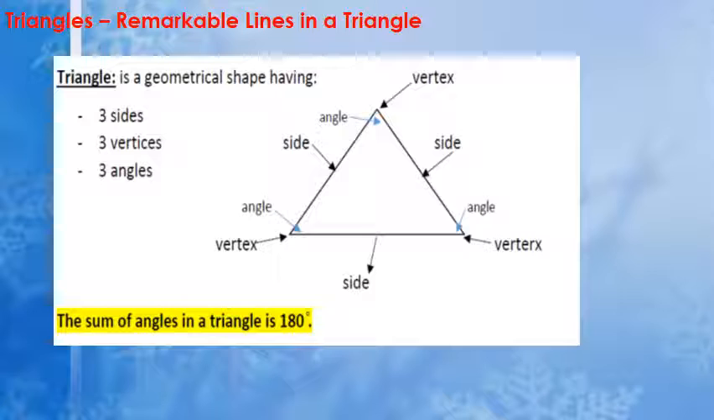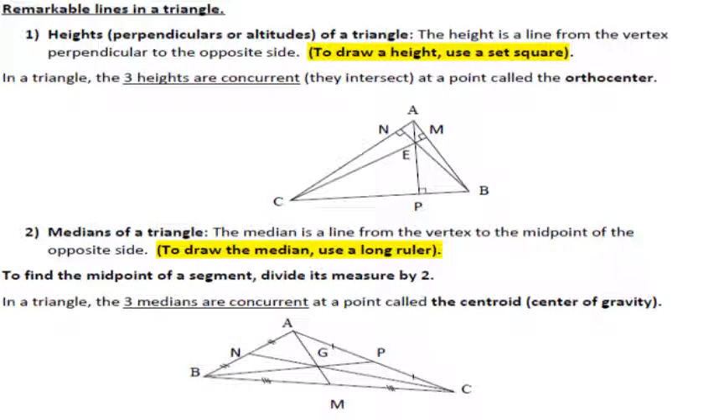Now our second lesson, which is triangles and remarkable lines in a triangle. As we all know, a triangle is a geometrical shape having three sides. This is side number 1, side number 2, side number 3. It has three vertices. This is the first vertex, the second vertex, the third vertex. It has three angles. This is the first angle, the second angle, the third angle. In each triangle, if we add the measures of the three angles, the sum should always be 180 degrees.